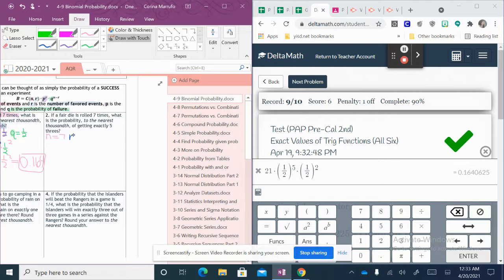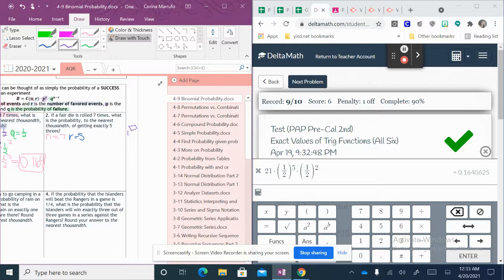So r here is 5, the number of favored events. We want to have 5 threes. Now p is a probability. Well, what's the probability of rolling a die and getting a 3? If you're not sure, we have a die.